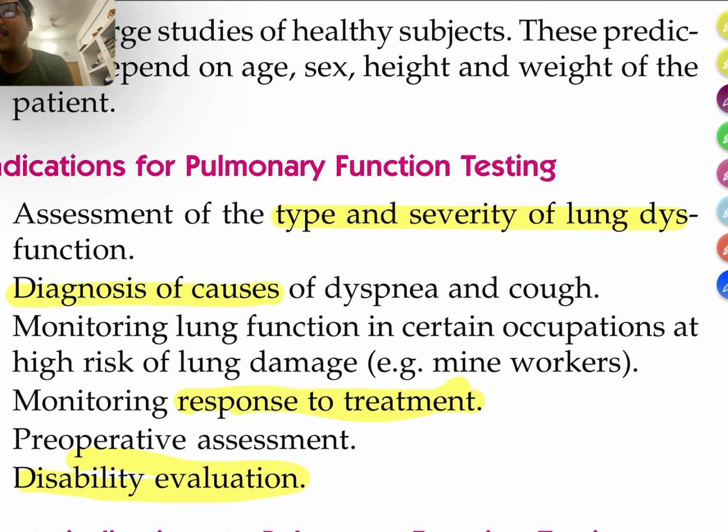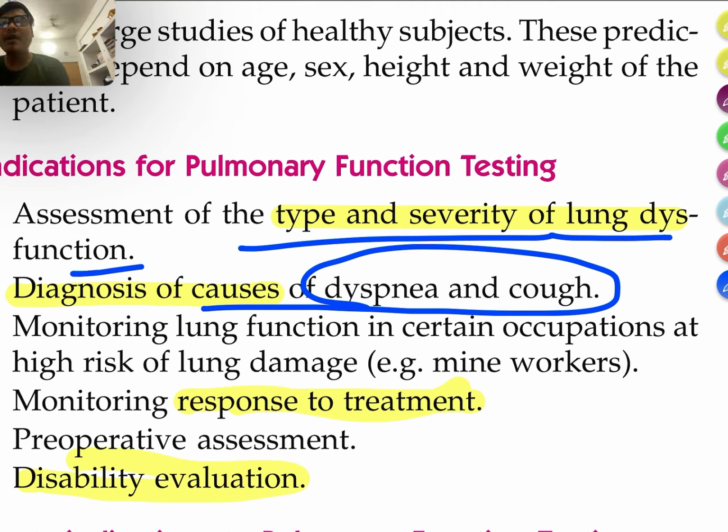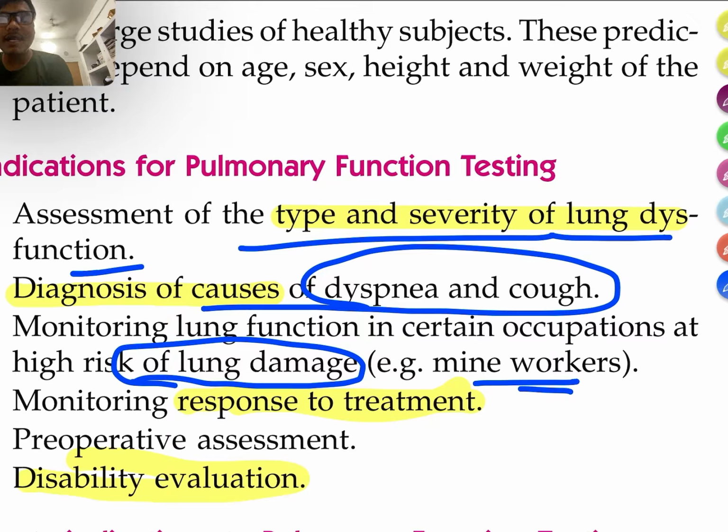First is to assess the severity and the type of lung dysfunction. Second is to diagnose the cause of dyspnea and cough. So in any disease where the symptoms are dyspnea and cough, we will go for the pulmonary function test. Next is monitoring lung function in certain occupations with high risk of lung damage, like mine workers, so we routinely assess lung function. Next is the response to treatment, as well as pre-op assessment. And the last is disability evaluation.